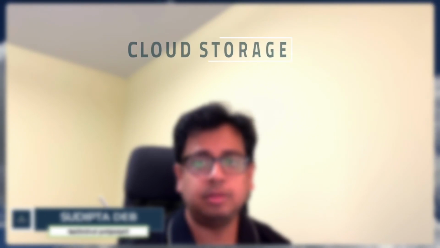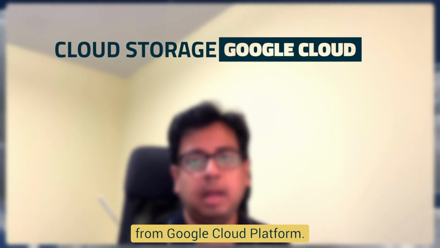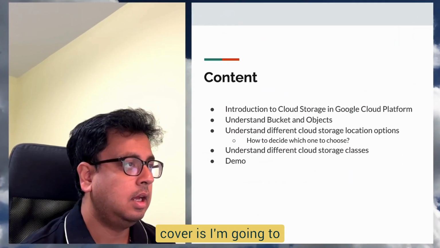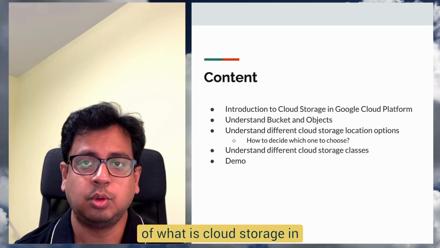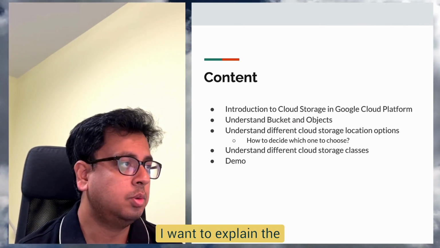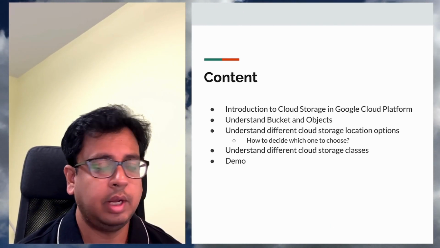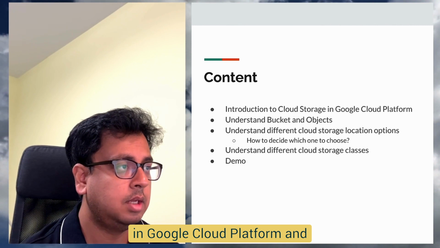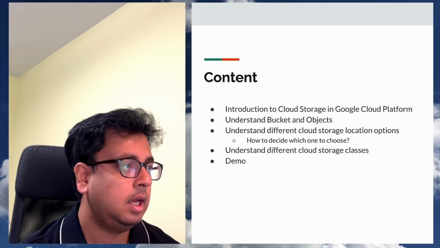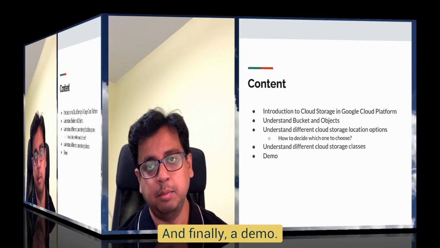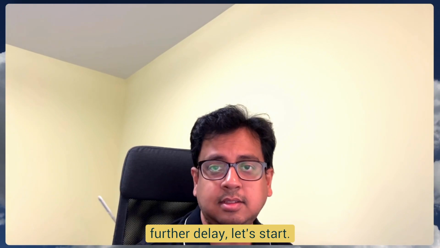In today's video, I'm going to talk about cloud storage in Google Cloud Platform. In the next couple of videos, I'm going to cover a very important topic from Google Cloud Platform. It's called cloud storage. So in the first video, I'm going to give you a brief introduction of what is cloud storage in the Google Cloud Platform. I want to explain the concept of bucket and objects. What are the different cloud storage location options we have in Google Cloud Platform and how to decide which one to choose. And then what are the different cloud storage classes that we have. And finally, a demo. So without any further delay, let's start.